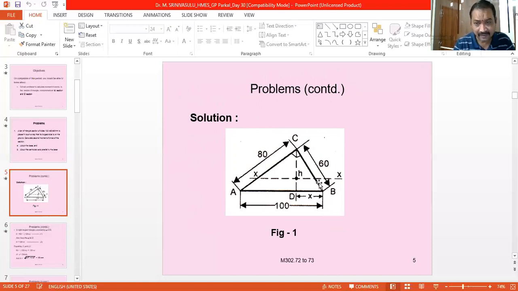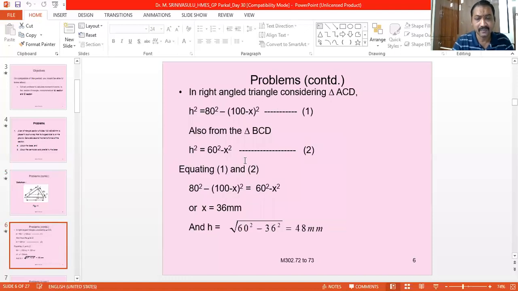So that is the 60 H is equal to 60 square minus X square. So that is the second equation. So H square is equal to 60 square minus X square. Now, because H is common in both the triangles, H square is also equal to the same.